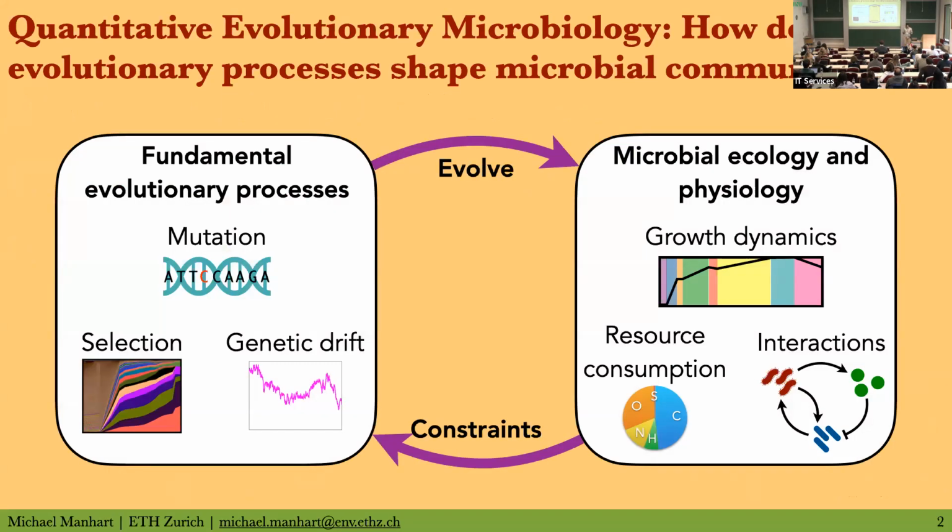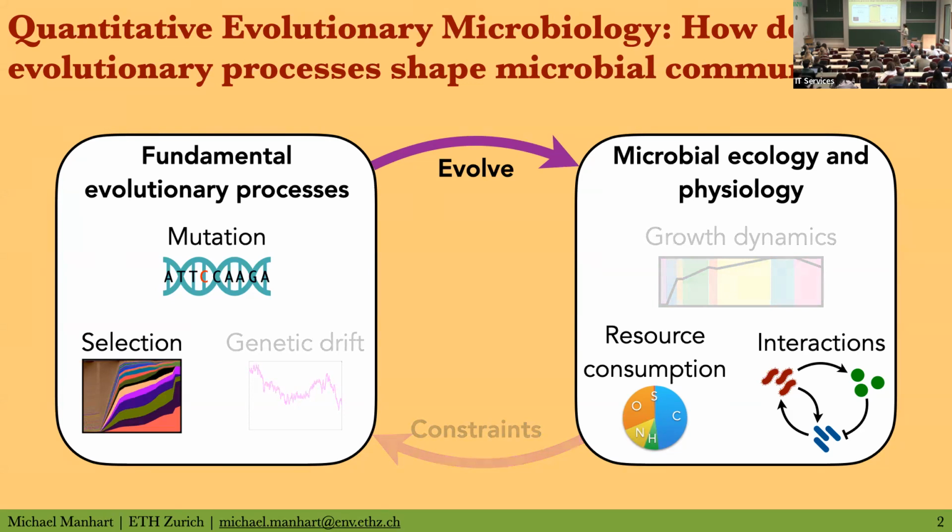So the general theme of my group is focused on quantitative evolutionary microbiology, and in particular, we're interested in understanding how fundamental evolutionary processes, such as mutation, selection, and genetic drift, shape ecological and physiological aspects of microbial communities, such as growth dynamics, interactions, and resource consumption. And the group works on all aspects of this, but today I want to focus in particular on how processes of mutation and selection shape resource consumption and how that in turn shapes interactions in microbial communities.